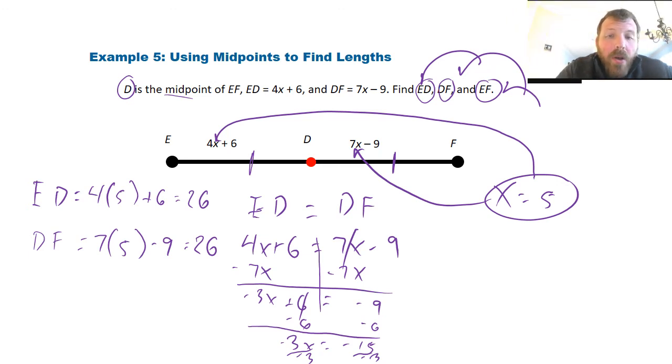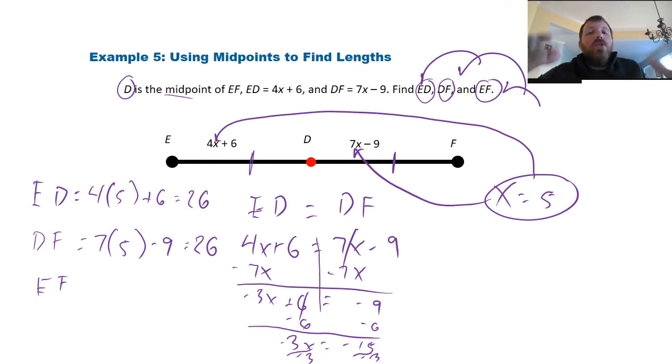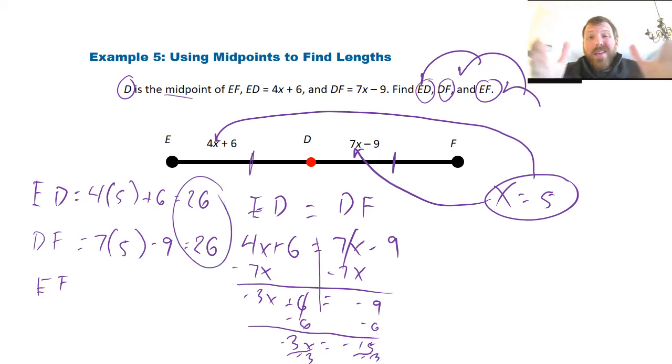Then that means my total, which is EF, is going to be those two added together. You don't have an x value to plug in for EF. You just have to recognize that these two pieces added together are going to give you that whole thing, which is what we discussed in segment addition. So 26 plus 26 is 52.